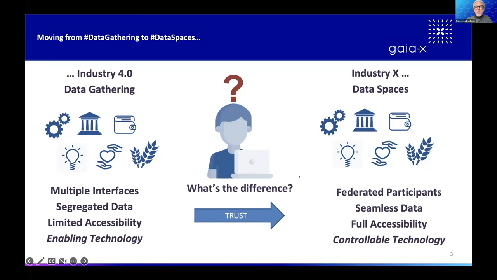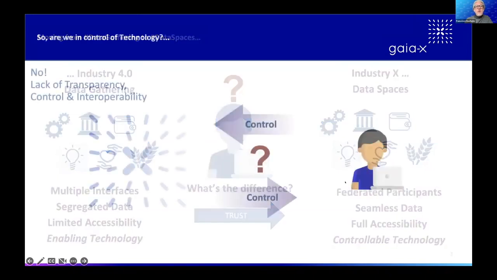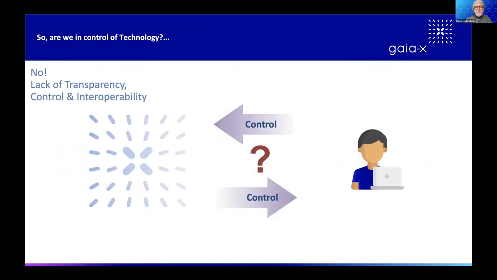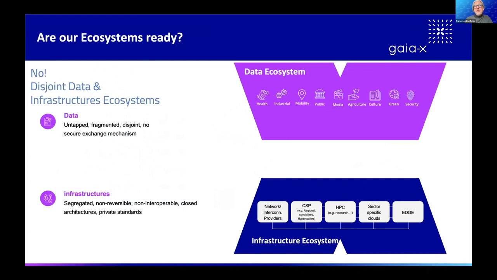So if technology is so important, we need to ask ourselves the key question: are we in control or controlled by technology? And are our ecosystems ready to implement these distributed ecosystems of data which are necessary to populate federated learning and cognitive computing and computing continuum, as these new Horizon Europe calls ask for? The net answer is no. Technologies we have are not controllable, and data are many but disjoint, as well as infrastructures are many and disjoint.